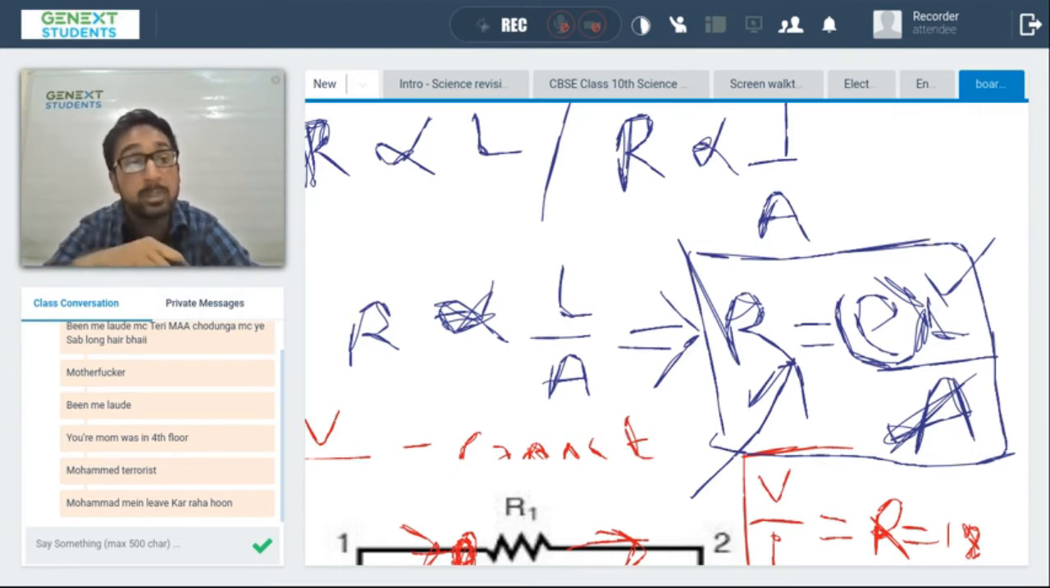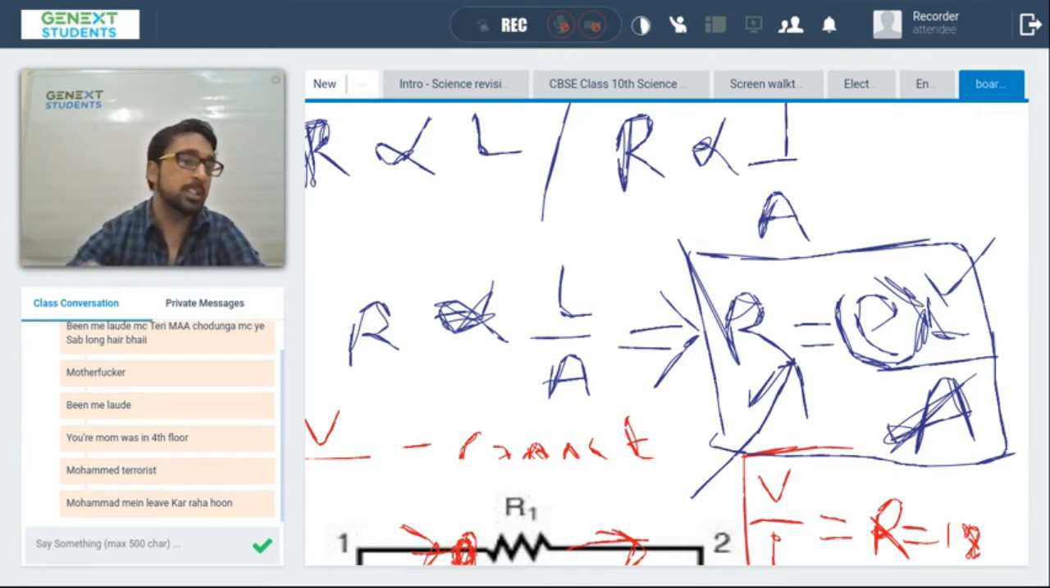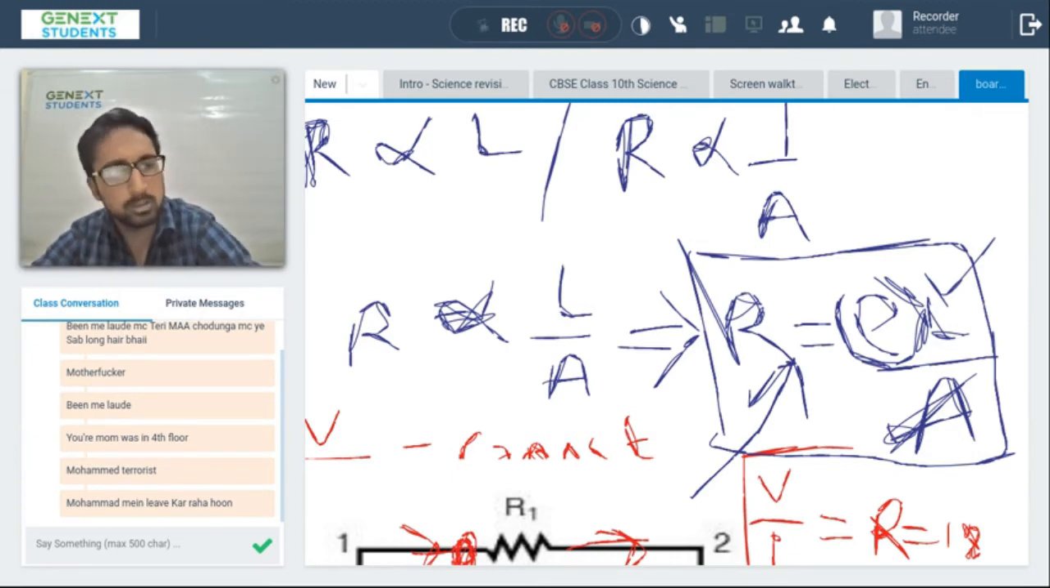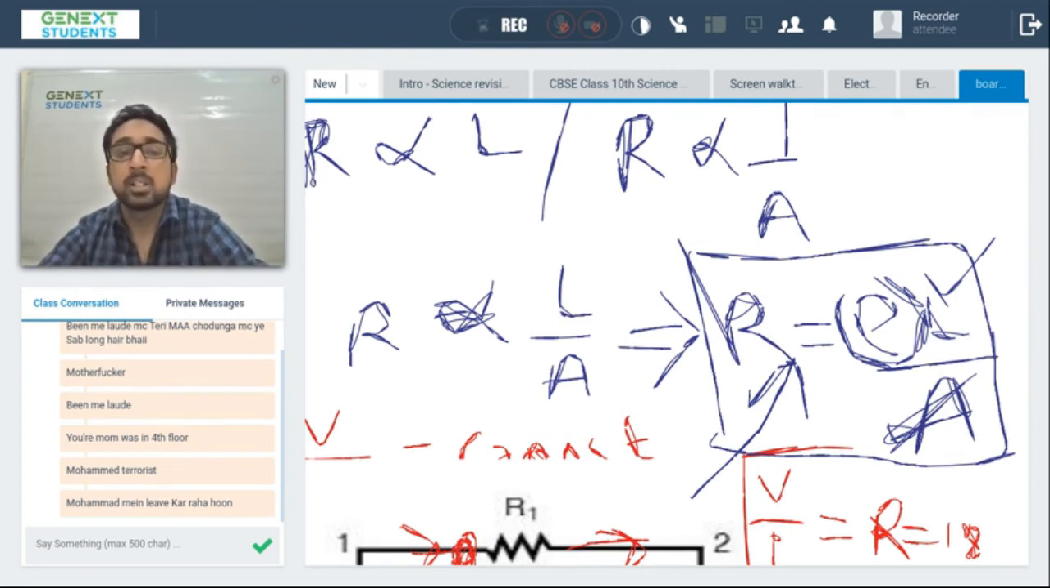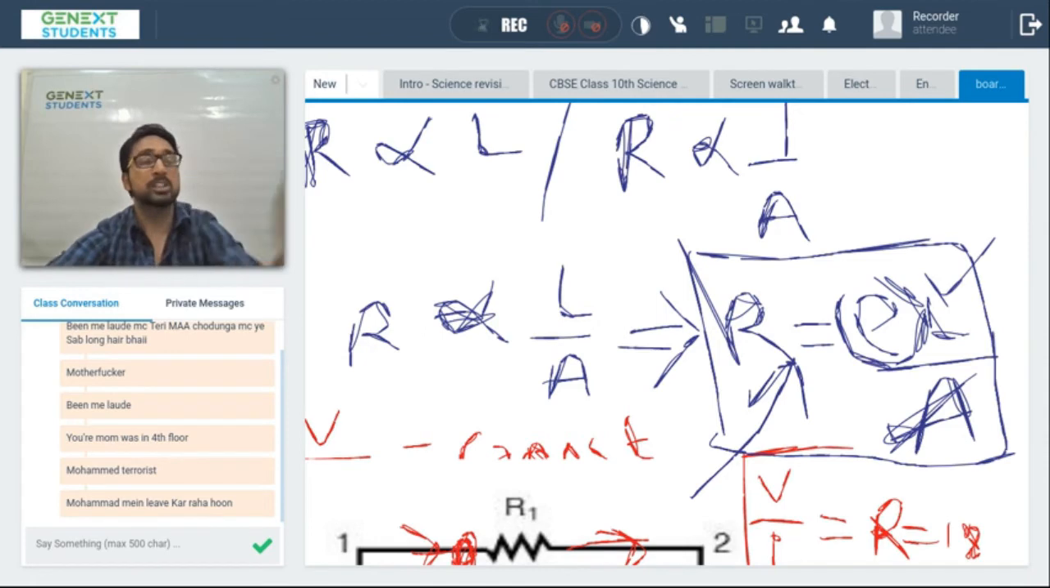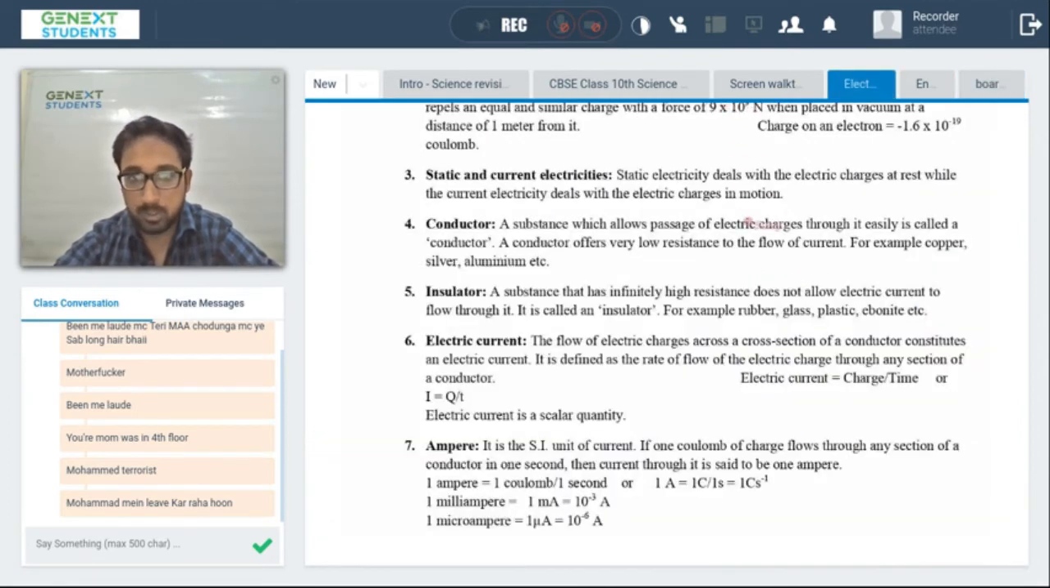The physical, practical method is to get the ratio of potential difference and current. If you are given potential and current, you find V by I. Similarly, with R equals rho L by A, you can find rho too if the length and area are given in numericals. So these are very easy numericals. All right, let's come back to this. What else do we see?